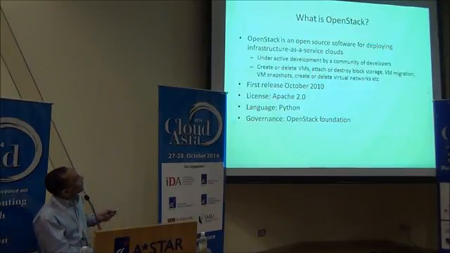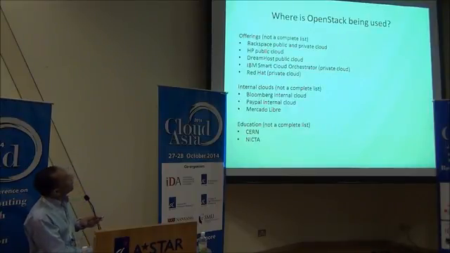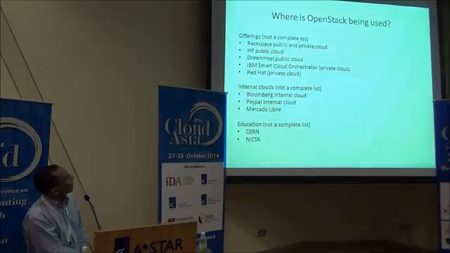So what is OpenStack? It's basically an open source project for developing IaaS Cloud. First released in 2010, and written in Python. So where is it being used? Quite a few public clouds are there. This list is not complete. Actually, it's a 6 months old list.